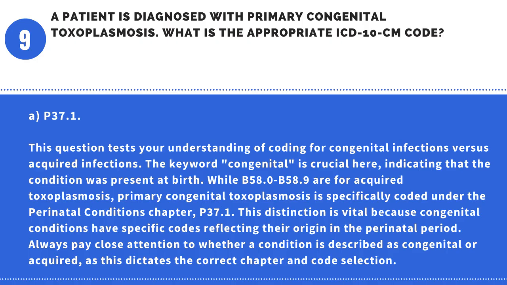P37.1. This question tests your understanding of coding for congenital infections versus acquired infections. The keyword congenital is crucial here, indicating that the condition was present at birth. While B58.0 and B58.9 are for acquired toxoplasmosis, primary congenital toxoplasmosis is specifically coded under the perinatal conditions chapter, P37.1. This distinction is vital because congenital conditions have specific codes reflecting their origin in the perinatal period. Always pay close attention to whether a condition is described as congenital or acquired, as this dictates the correct chapter and code selection.